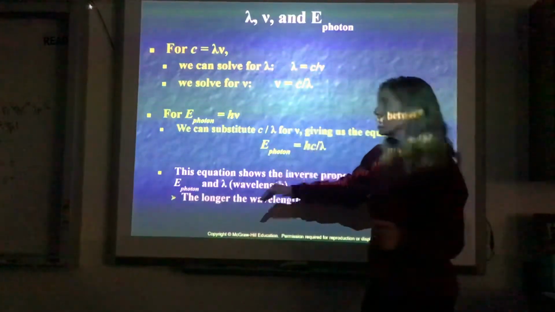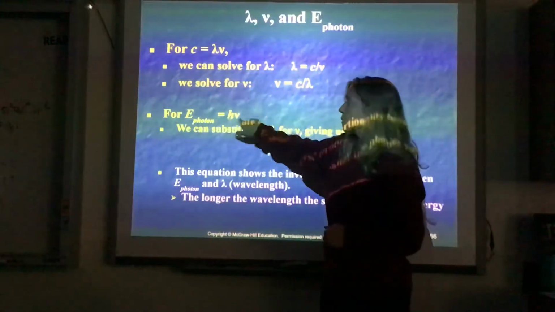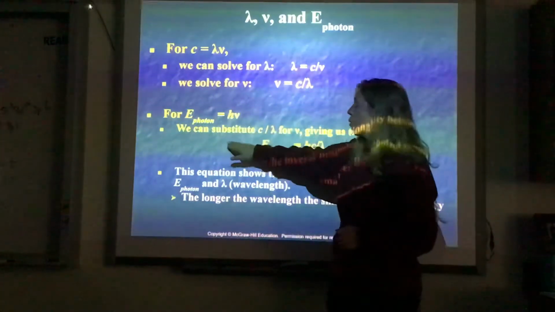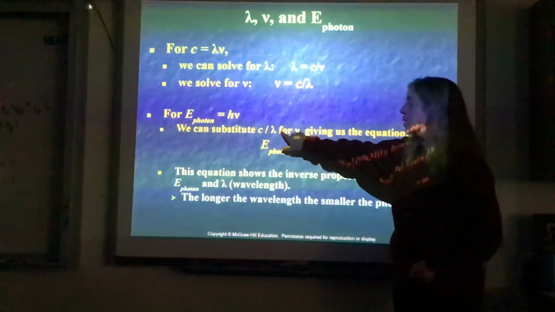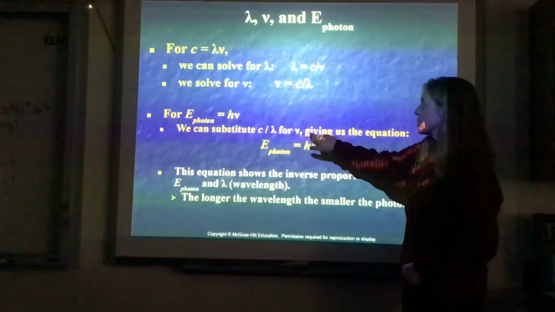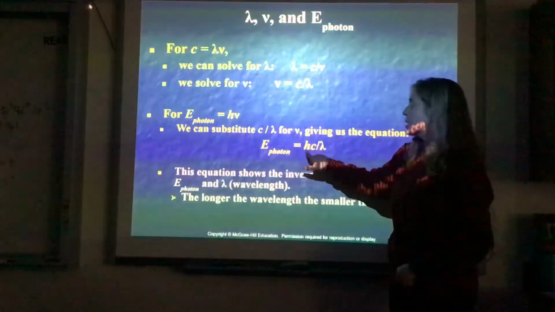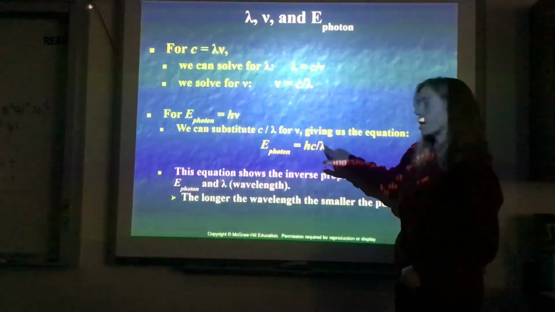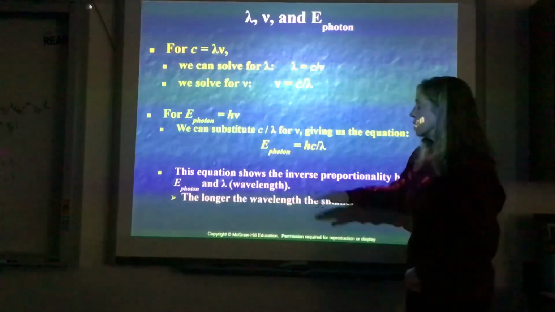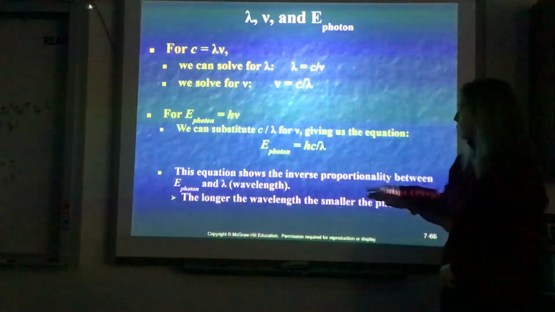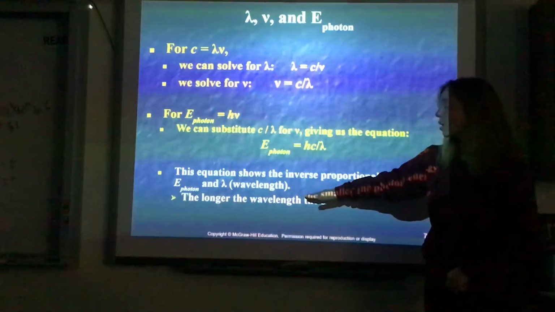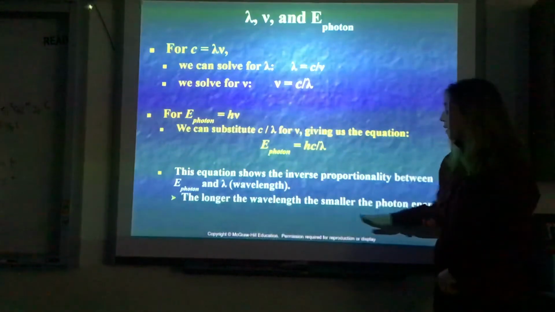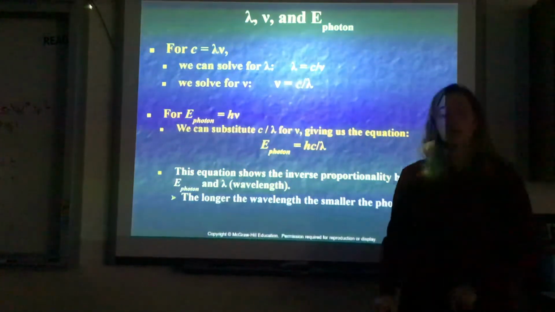Now for energy, it's equal to Planck's constant times frequency. Or we can substitute speed of light over wavelength in for frequency, giving the equation Planck's constant times the speed of light divided by the wavelength. This equation shows the inverse proportionality between the energy of a photon and wavelength. The longer the wavelength, the smaller the photon energy.